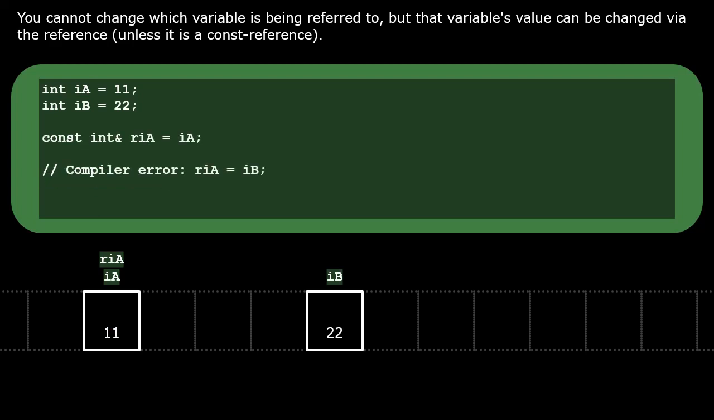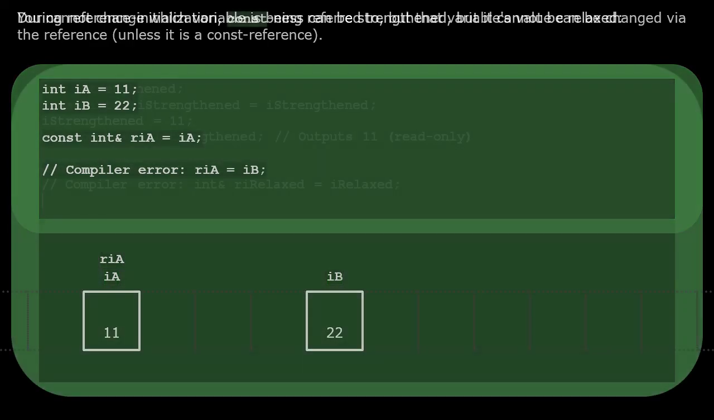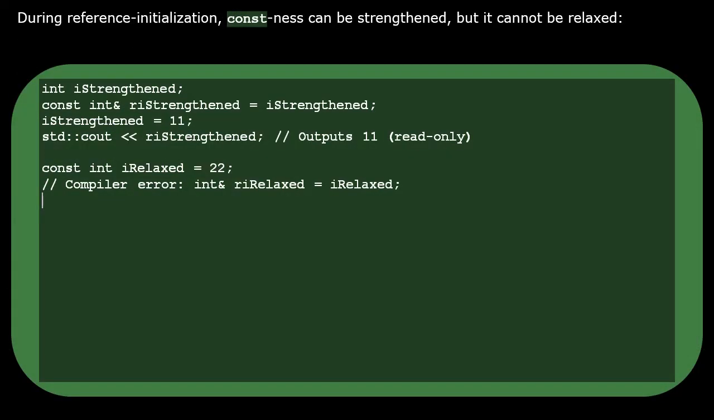A const reference variable is the same as an ordinary reference variable, except that you cannot change the target variable's value via a const reference. During reference initialization, constness can be strengthened, but it cannot be relaxed.